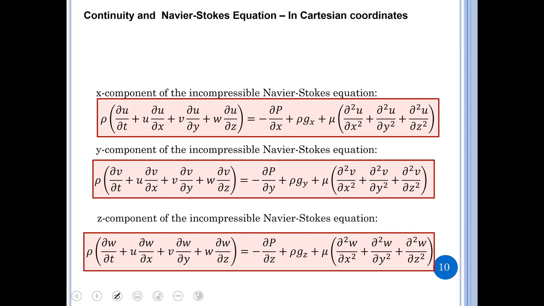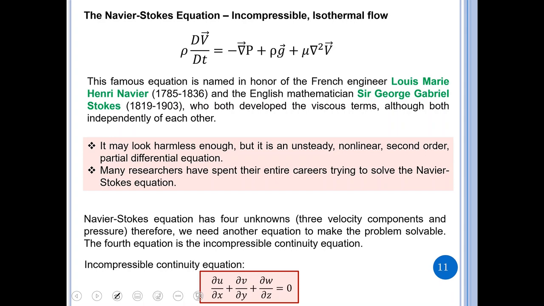I would recommend you to write this compact form into the component form in Cartesian coordinates, and if you cannot do it, please discuss with me and I will be happy to explain it to you. Now if you look at these equations, there are four unknowns. There are three unknown velocities, u, v and w, and there is pressure. And we have three equations of the Navier-Stokes equation. So we need another equation so that we can solve the problem. That fourth equation is going to be the continuity equation.